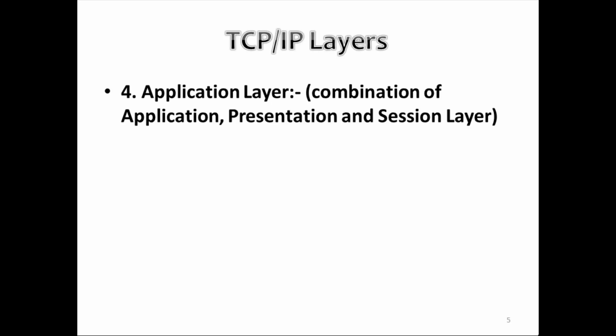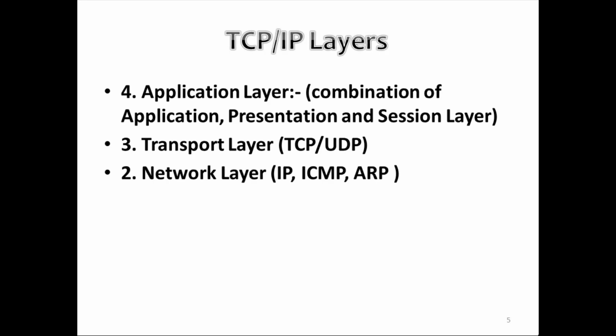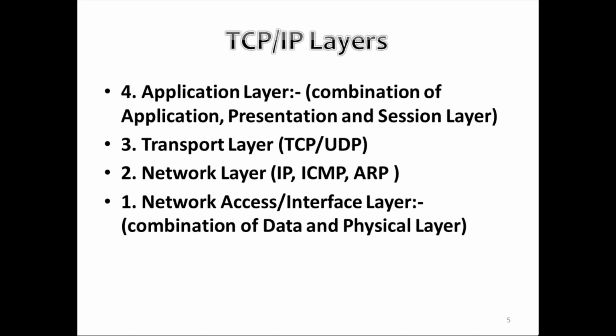In contrast, we have the TCP/IP model, which has four layers. The application layer is the combination of the application, presentation and session layers. So all the data that resides between these three in OSI is under the application layer only in TCP/IP. Then we have the transport layer, similar to the transport layer in OSI. Then the network layer, similar to the network layer of OSI. Then at the end, we have the network access or interface layer. You can call it layer 1, and this is a combination of the data link and physical layers. So layer 1 and layer 2 of the OSI are combined in this layer.